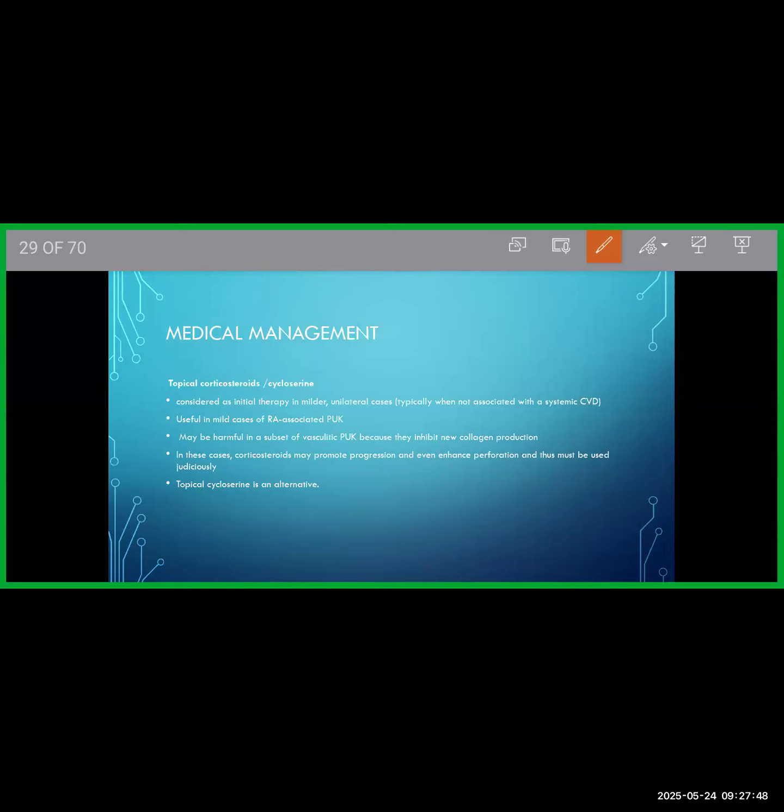We usually start with topical steroid. The steroid is the initial therapy in milder unilateral cases, typically when not associated with systemic connective tissue disorder. It's also useful in mild cases of rheumatoid-associated PUK. However, it is harmful in subsets of vasculitis PUK because, as you all know, steroid inhibits collagen production, thereby worsening the collagen breakdown that's seen in some of the conditions.